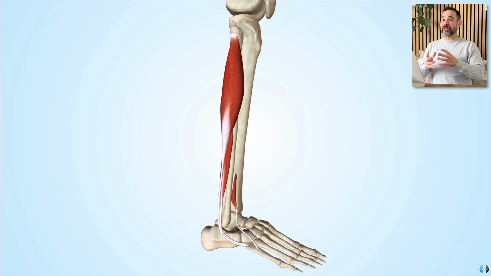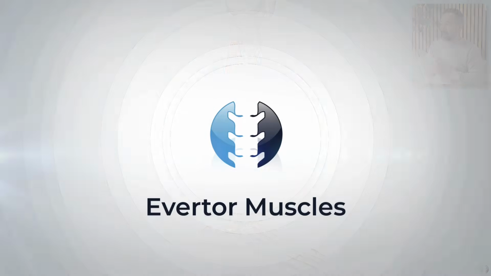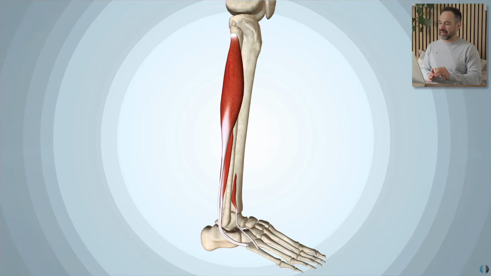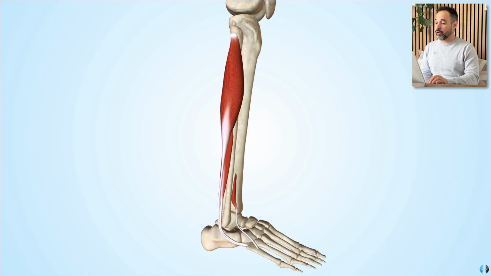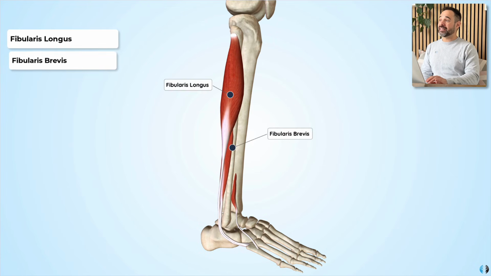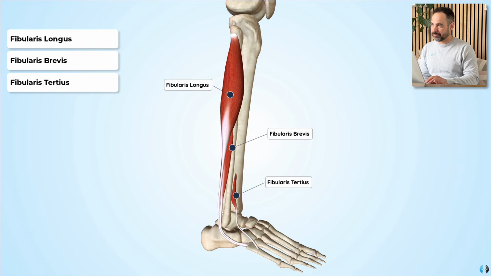So next, let's look at our final group, the everter muscles of the foot and ankle. And we have three of these, which are fibularis longus, fibularis brevis, and finally fibularis tertius. Now, all the three muscles here are involved in eversion of the foot and ankle.